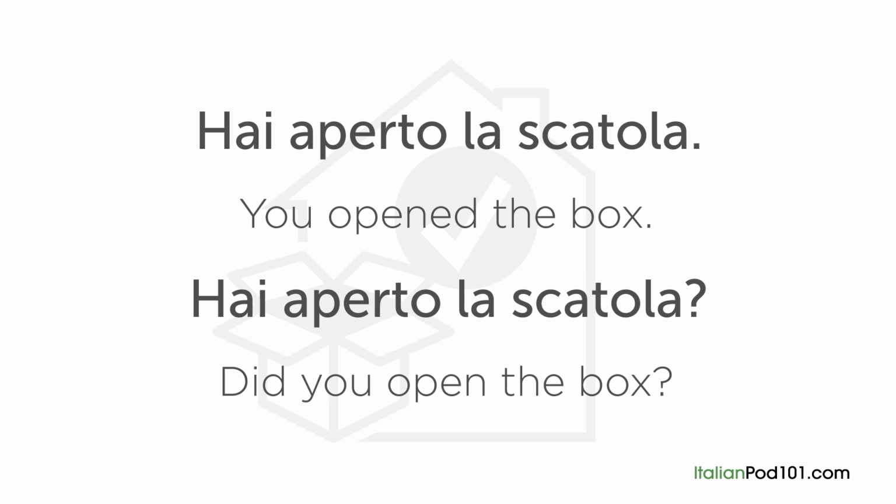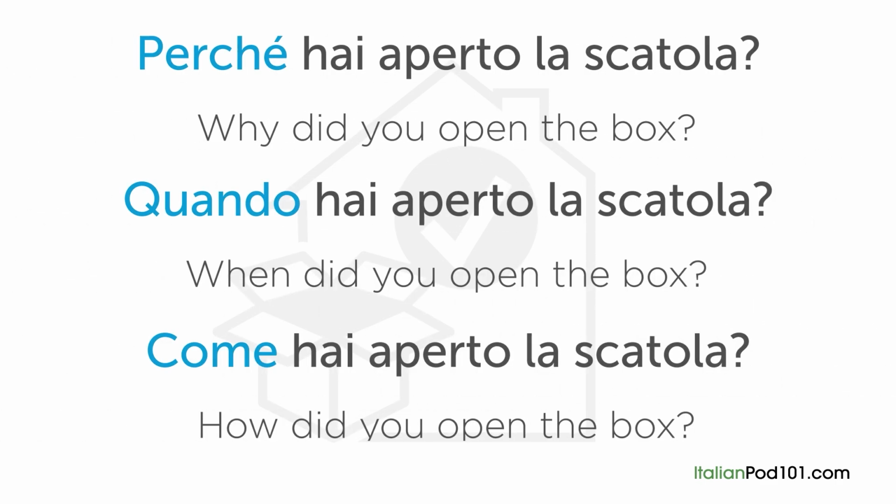If you want to be a little more specific, simply add the question word in front of the question. For example, perché means why. Perché hai aperto la scatola? Quando means when. Quando hai aperto la scatola? And come means how. Come hai aperto la scatola?